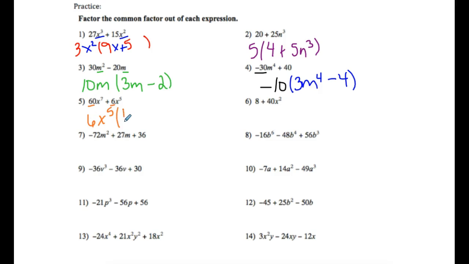60 divided by 6 is 10. 7 minus 5 is 2. When I take everything out, I should only be left with 1. We're going to practice that again here in example 6.